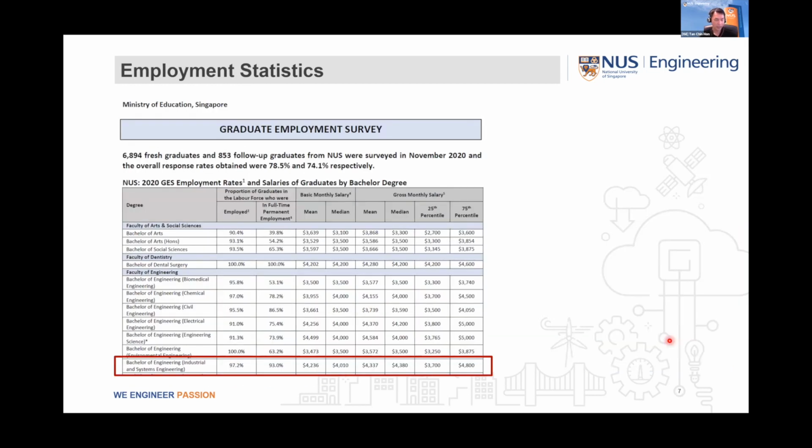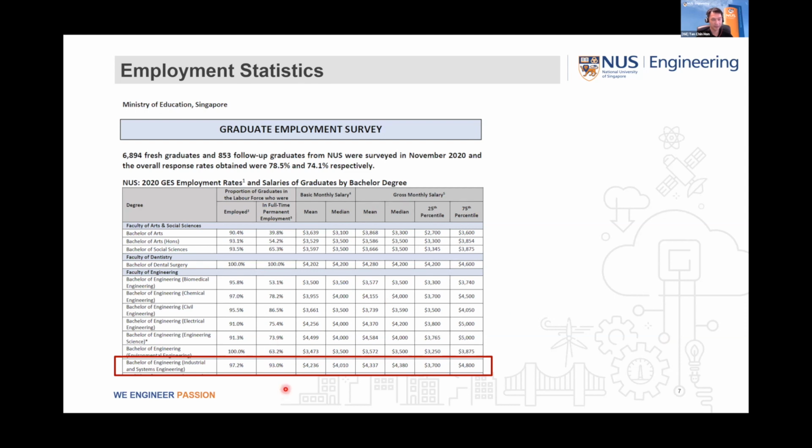Okay, and so just now I mentioned that our graduates have good career prospects, because they demonstrate the value that they bring to the organizations. So let me now bring you some numbers. Like I say, you have to appreciate numbers if you want to be a good industrial and systems engineer. So our career prospects are pretty good.